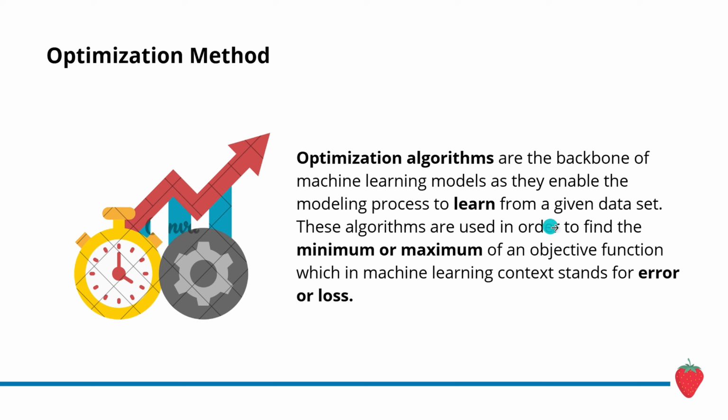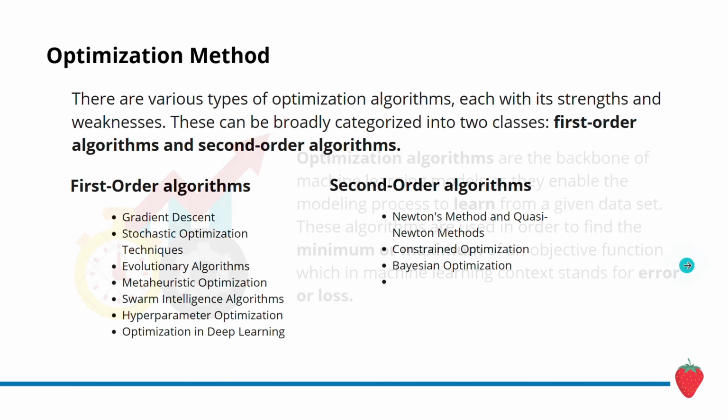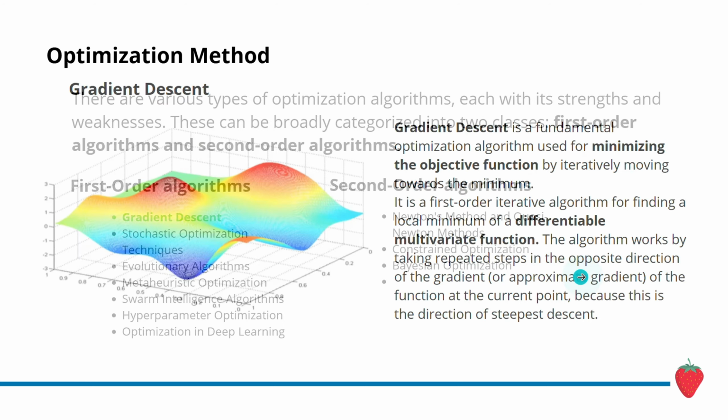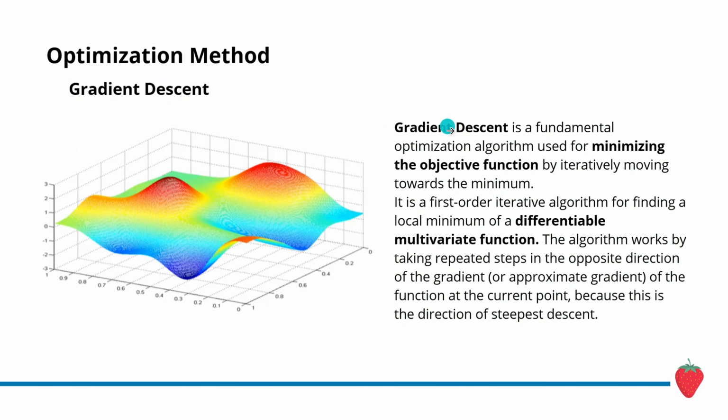And if we read this paragraph here, it says that these algorithms are used in order to find the minimum or maximum of an objective function, which in the machine learning context stands for error or loss. There is a variety of them. There are the ones from first order, there are the ones from second order, but today we're gonna be focusing solely on gradient descent. So what is gradient descent? Gradient descent is used to minimize the objective function by iteratively moving toward the minimum. Let's say, for example, we started on the top of this hill. We keep going and going up to the minimum.